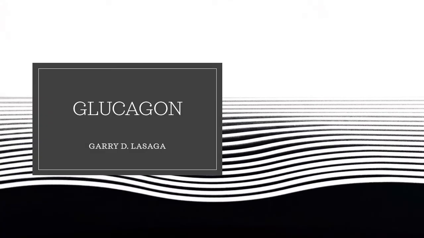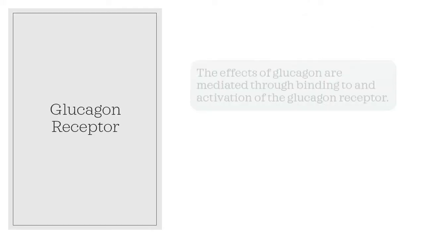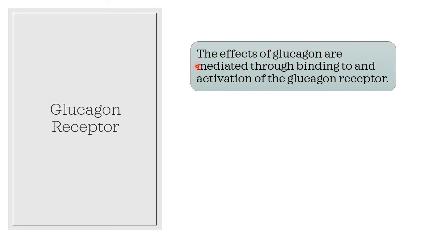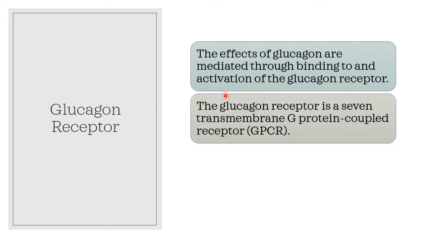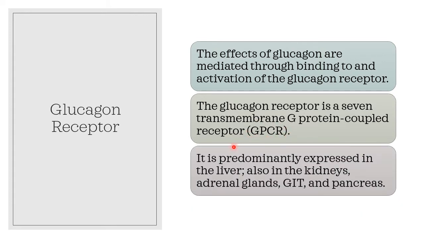So let's now proceed to the MOA and the physiological effects of glucagon. The effects of glucagon are mediated through binding to and activation of the glucagon receptor. The glucagon receptor is a seven-transmembrane G-protein coupled receptor, also known as GPCR. It is predominantly expressed in the liver. It is also expressed in the kidneys, the adrenal glands, the gastrointestinal tract, and the pancreas.